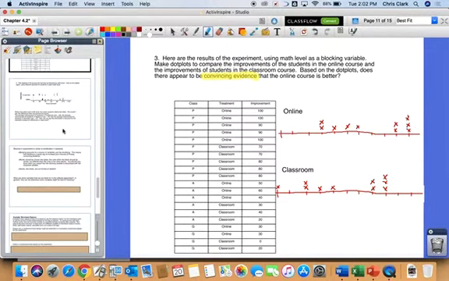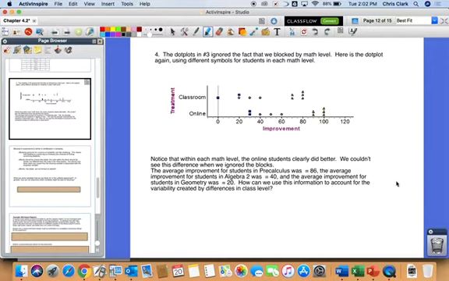So what if we have dot plots that are separated by class, where the symbols in my dot plot are by class? Those squares are my geometry people. Those circles are my algebra 2 people, and those triangles are my pre-cal people. When I look at that, it looks like I have more of a difference. Like every single class, there was more improvement in the online class. Okay?